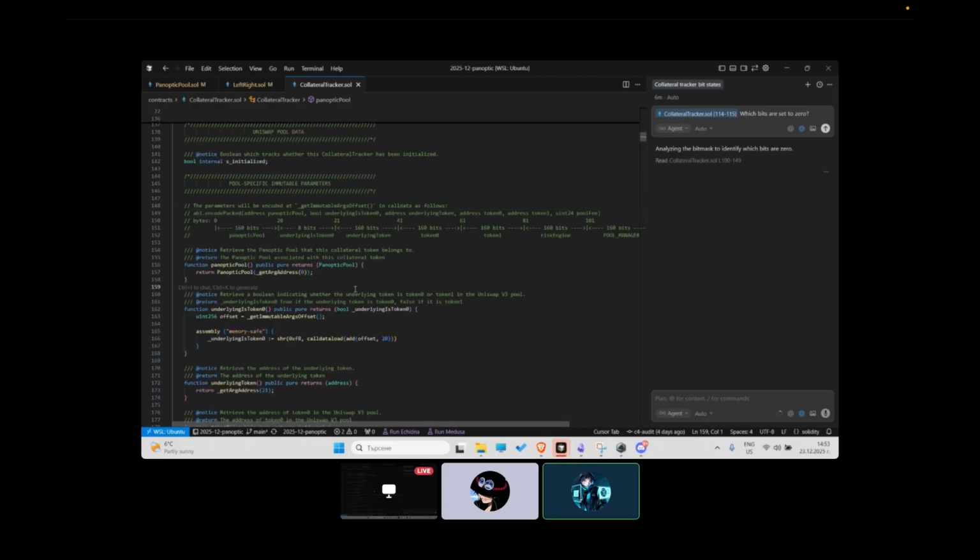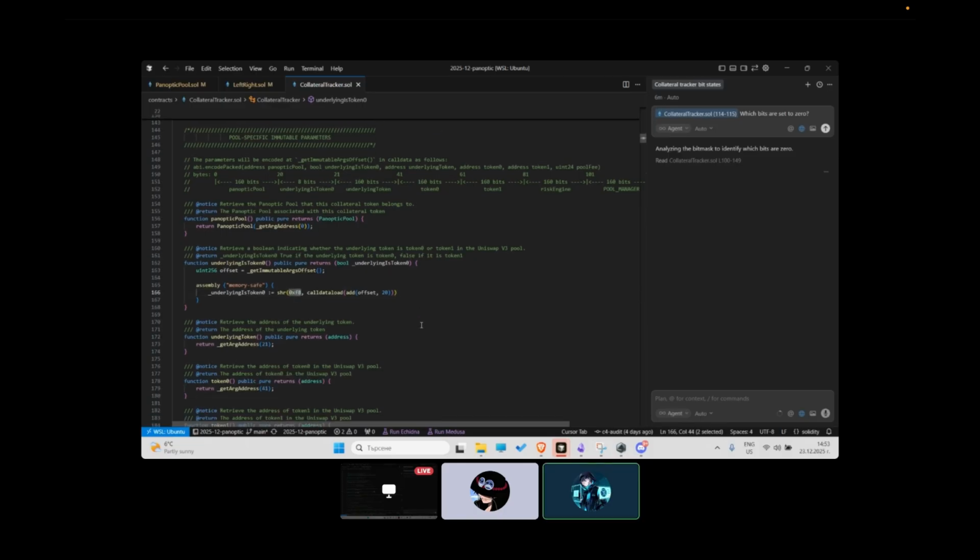So they get byte 20, and then they shift right by f8. Now, how much is f8? My hexadecimal is rusty. There is a trick to calculate how much this is, but honestly I don't remember.